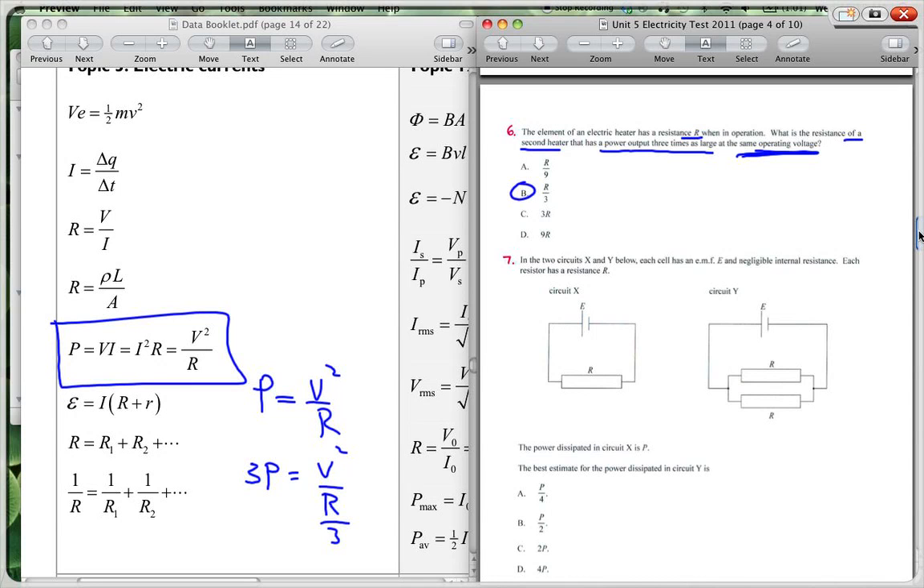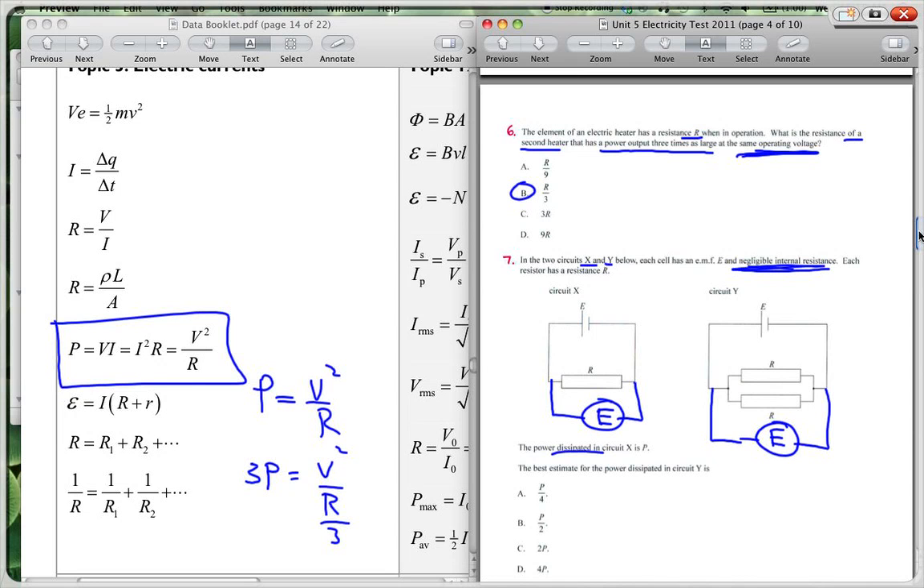Here we have a quite similar sort of question. It says in 2 circuits X and Y below, each cell has an EMF of E and negligible internal resistance. So remember that if you put a voltmeter across there, you would get a potential difference there of E, and here the same thing, you'll get a potential difference here of E, same amount, because of the negligible internal resistance. All the energy would be lost in the circuit itself. The power dissipated in circuit X is P.